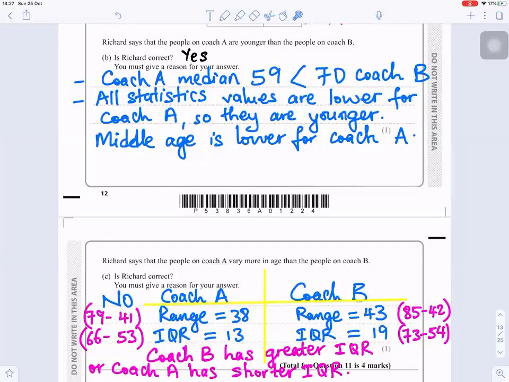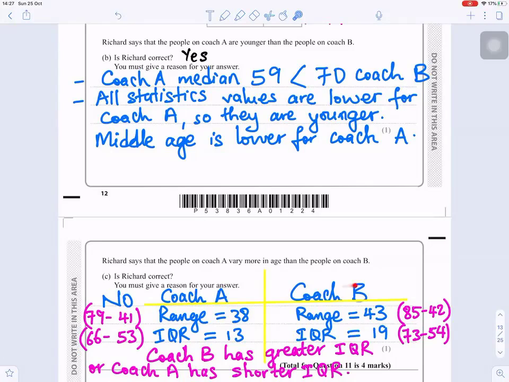Question 11, part C. Richard says that the people on coach A vary more in age than the people on coach B. Is Richard correct? You must give a reason for your answer. We look at coach A. The range is 38, which is 79 minus 41. The interquartile range for coach A is 13, 66 minus 53.